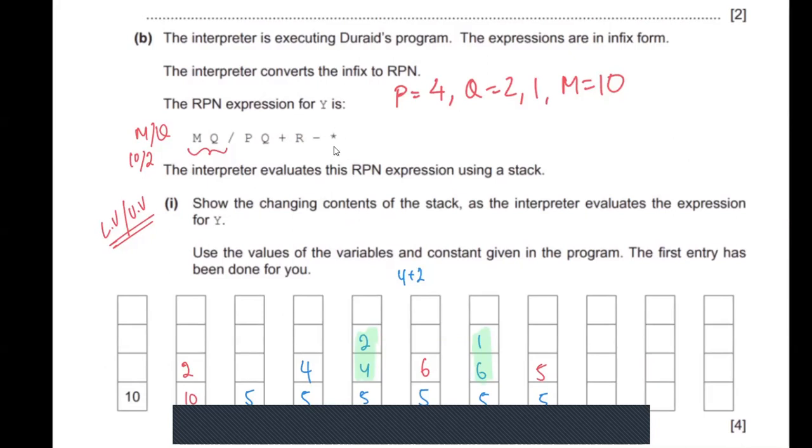Then we have another operator. This operator is a multiplication operator. By the definition of the rules, again, the top two values, so that's basically the last two values in the stack, and that's going to be 25. That's your final answer. Use the variables and constants given in the program. So the value of Y is going to be 25.